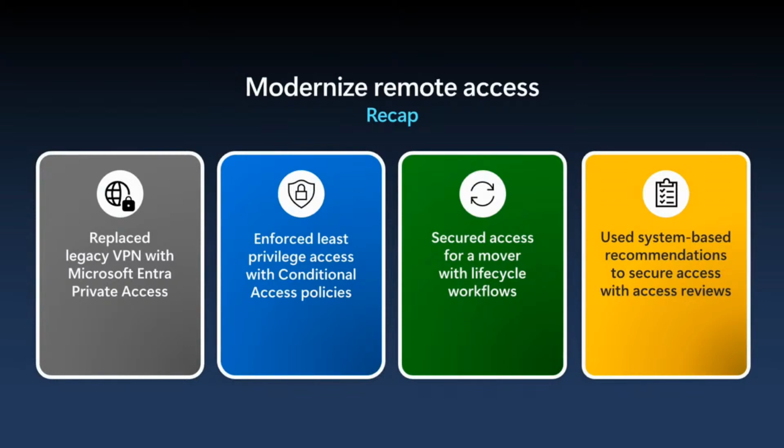To recap, we walked through the steps to modernize remote access with Microsoft Entra Suite. We saw how to replace your legacy VPN by configuring the private access traffic profile and then setting up segmented app access by using Microsoft Entra Private Access. We also saw how to enforce least privilege access and secure access with enhanced security controls by using conditional access policies. We saw how to secure access for a user moving from a marketing to a finance role by using lifecycle workflows. And we saw how to manage risk and meet compliance for your users and workload identities by leveraging system-based recommendations available in access reviews.